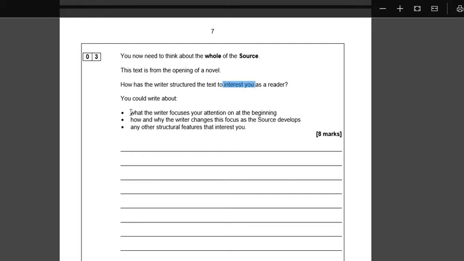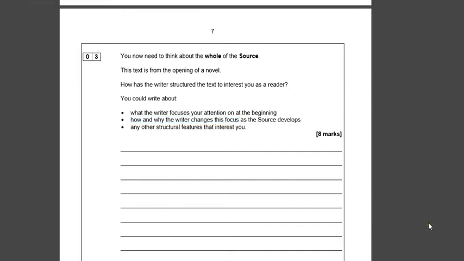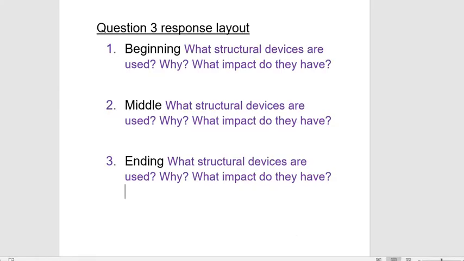Okay. You are then given 3 bullet points to help you. So you could focus on what's happening at the beginning, how and why the writer changes the focus, and then any other structural features that interest you. Because this is worth 8 marks, I would suggest that you write 3 academic paragraphs, and I would lay them out like this.